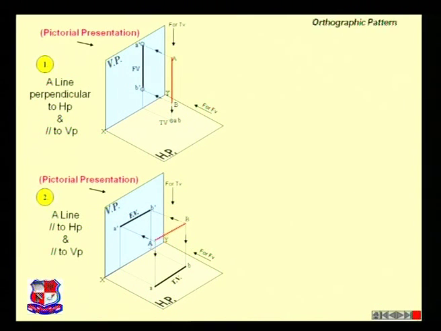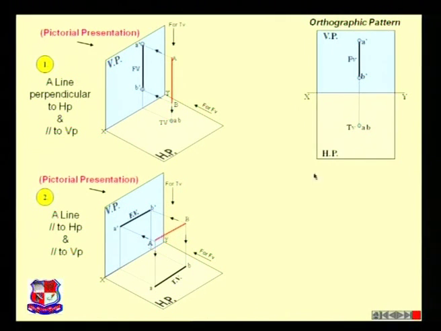Now we are looking for the orthographic pattern of these two problems. We have seen a pictorial presentation, but we will see how it looks in orthographic pattern. As you can see over here, what we have done is we have folded the horizontal plane and vertical plane components and straightened them up. If we straighten it up, then our vertical plane should be like this.